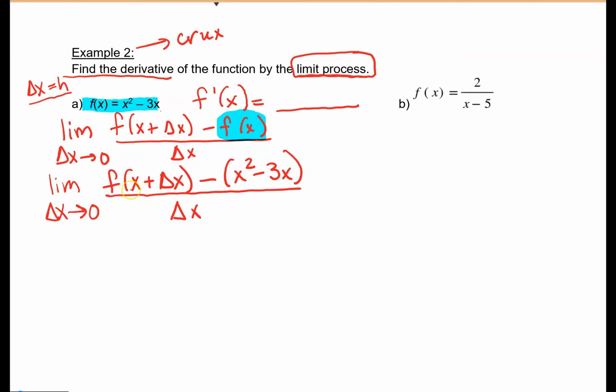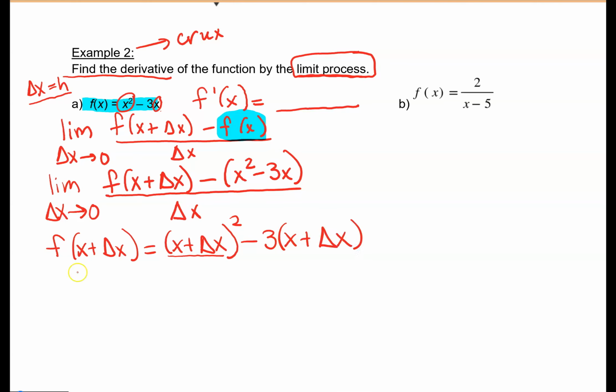So what I need to do is figure out what f of x plus delta x is. So what I have to do is take my f of x equation and plug x plus delta x in everywhere there was an x. Sorry, that should be a minus right there. So it's x squared normally, but now it's x plus delta x squared, and then it's minus 3x normally, but now it's 3 times x plus delta x. And then I need to go through that evaluation process. I need to FOIL and distribute.